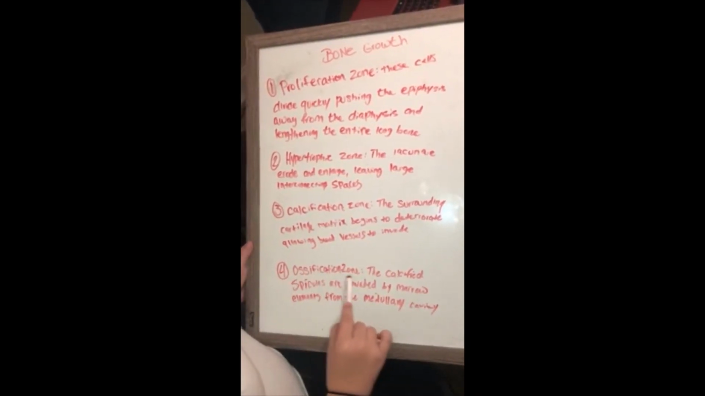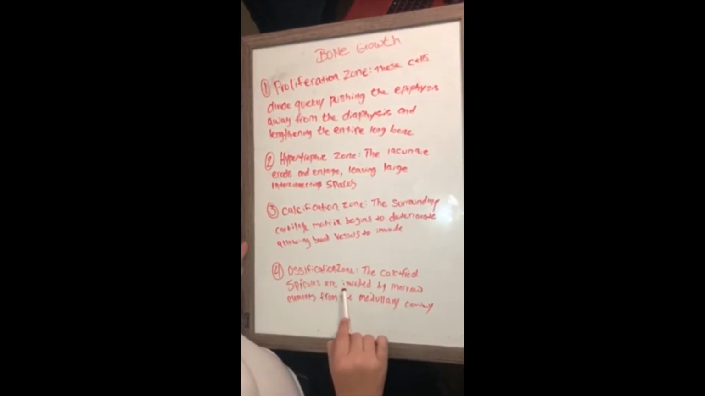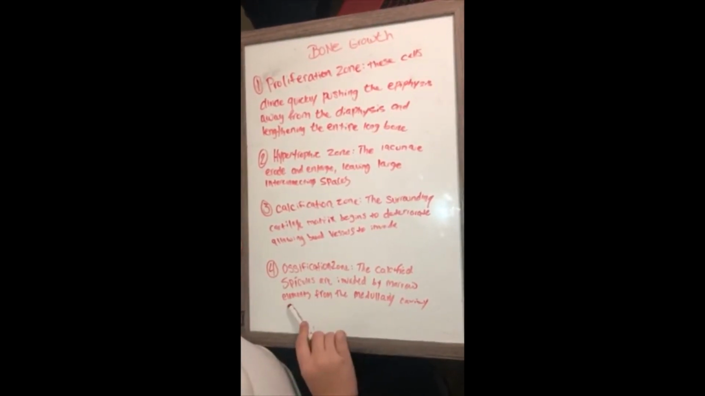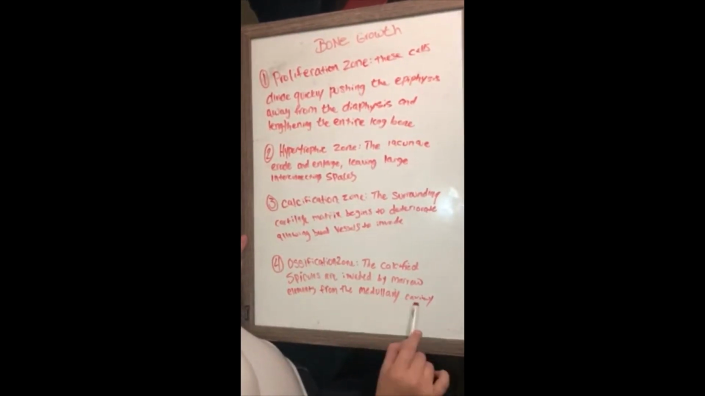Lastly, we have the ossification zone. The calcified spicules are invaded by marrow, eliminating cartilage from the medullary cavity.